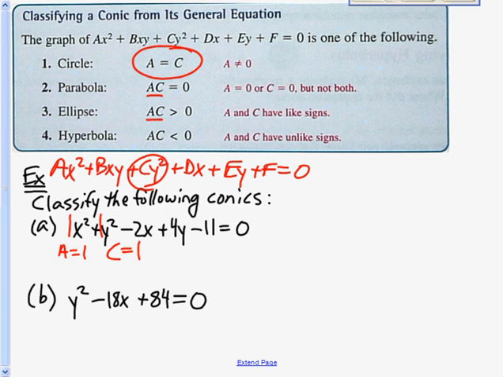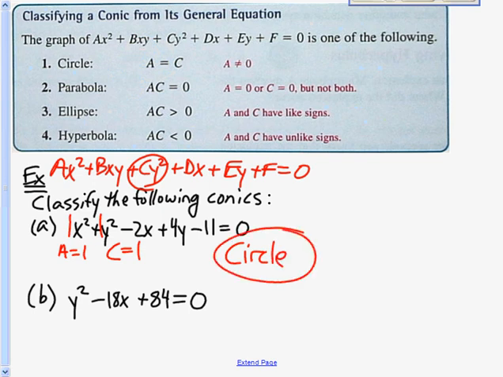Okay, so if they're exactly the same and A does not equal 0, then you can just say that they're a circle. So if A equals C, A is not equal 0, you say, I have a circle.